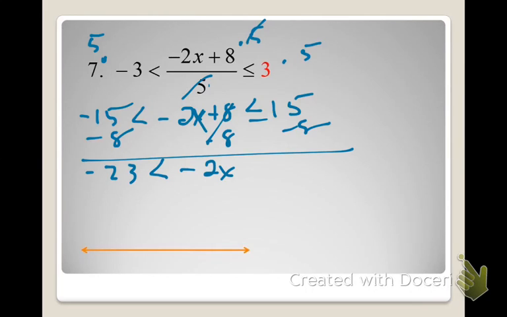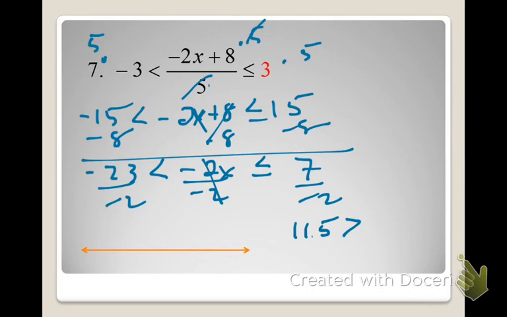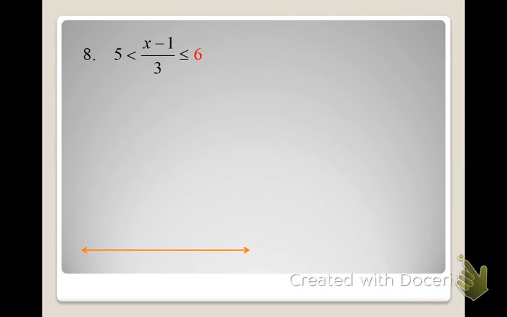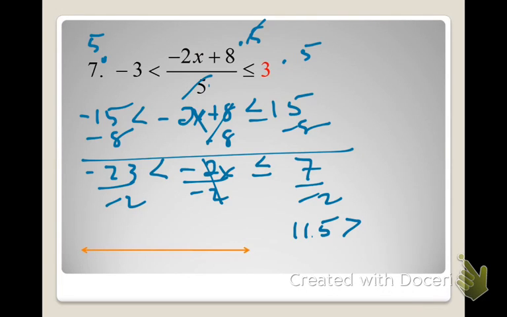This is negative 23. This is 7. And then you got to divide everything by negative 2. And when you divide by a negative, you still have to switch the sign. This is basically 11.5 is now greater than x, which is now, 11.5 is greater than x, which is greater than or equal to negative 3.5.